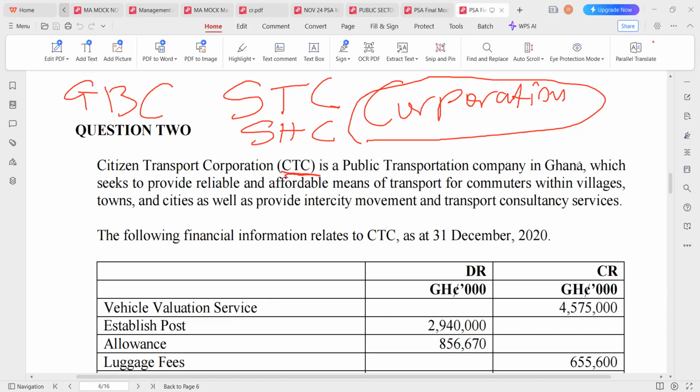Then NIB. What is NIB? National Investment Bank. It's also a GBE. Graphic Corporation is also a GBE. Is it GAPOA? No, GAPOA is not a GBE. GAPOA, GRA, all the authorities, they are on their own. They are not GBEs. They don't also feed solely from the consolidated fund. So take notice of them, and you are good to go.